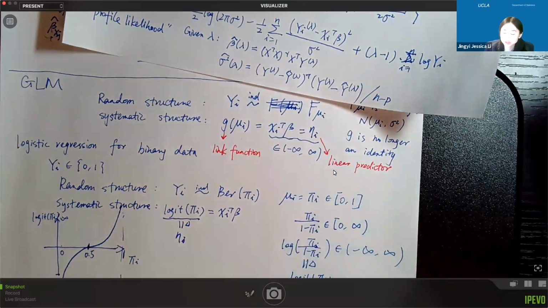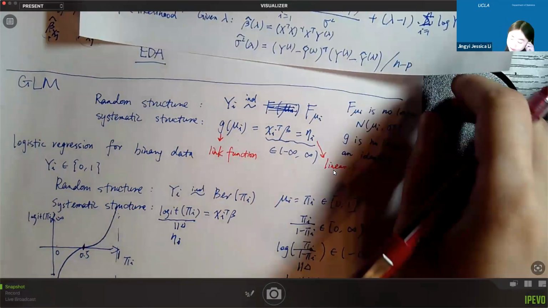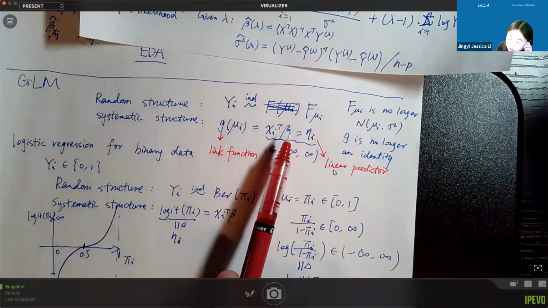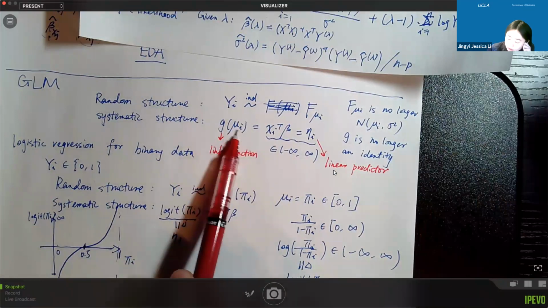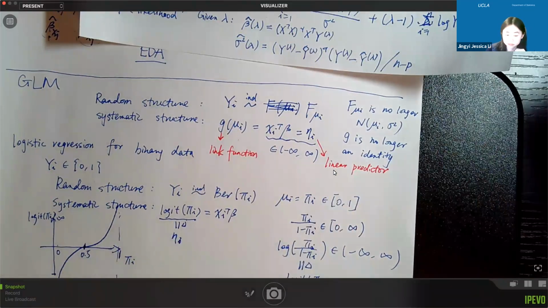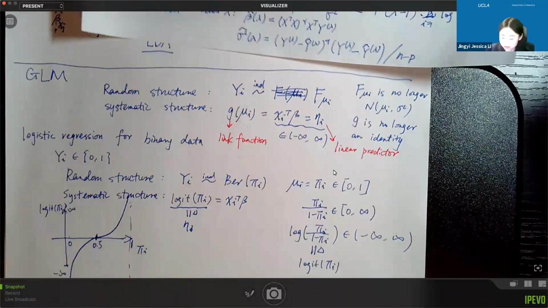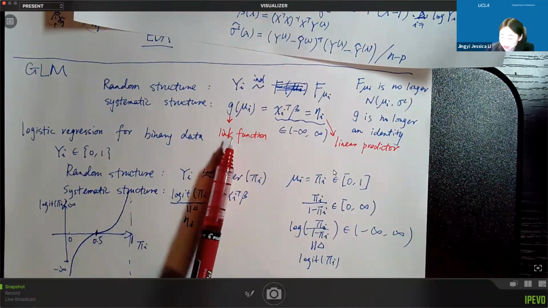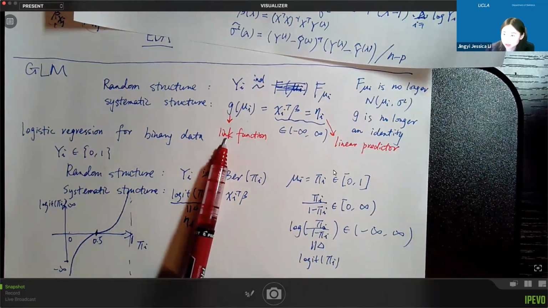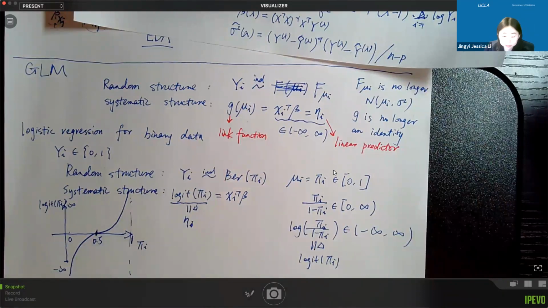And what the link function does is to transform the mu I parameter to the linear predictor. So it links the parameter to the linear predictor. Okay, that's what it's called, linear link function. And the link function, as we know in the linear model case, is just identity function, no transformation.